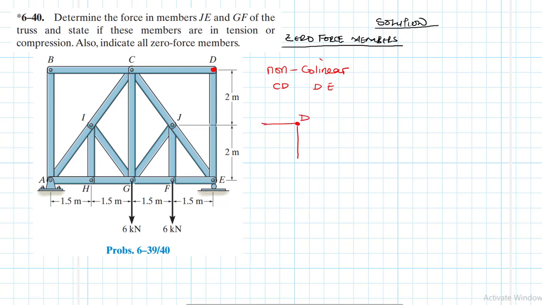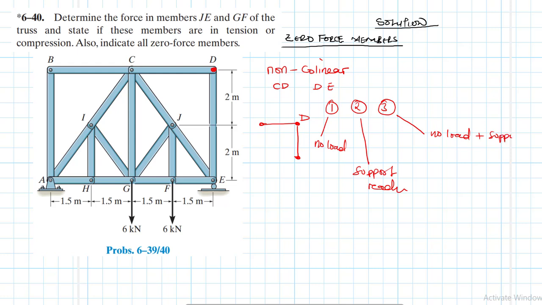Because they are not in a straight line, they meet condition one. The first condition is that they are non-collinear. The second condition has two properties. One, there is no applied load at D. Two, there is no support reaction. And three, both no load and no support. Any one of these.